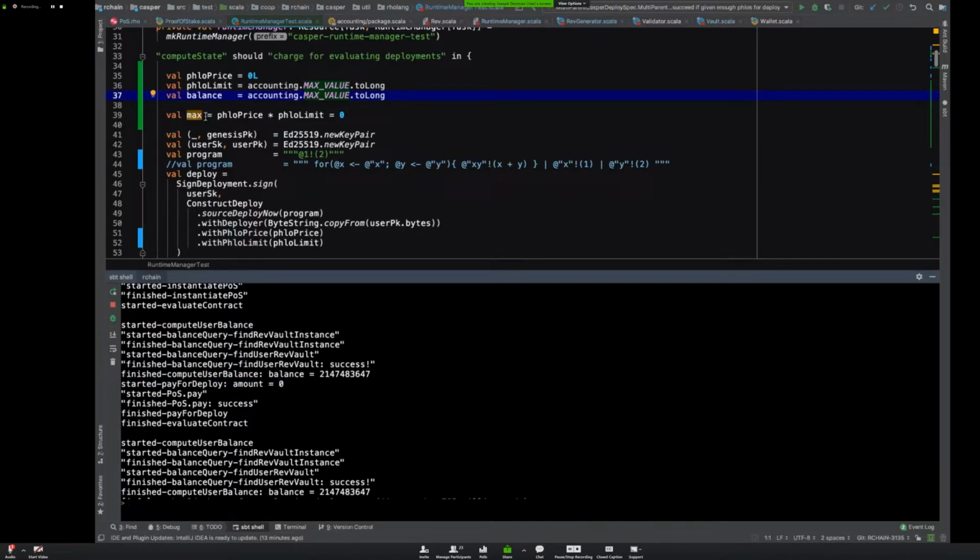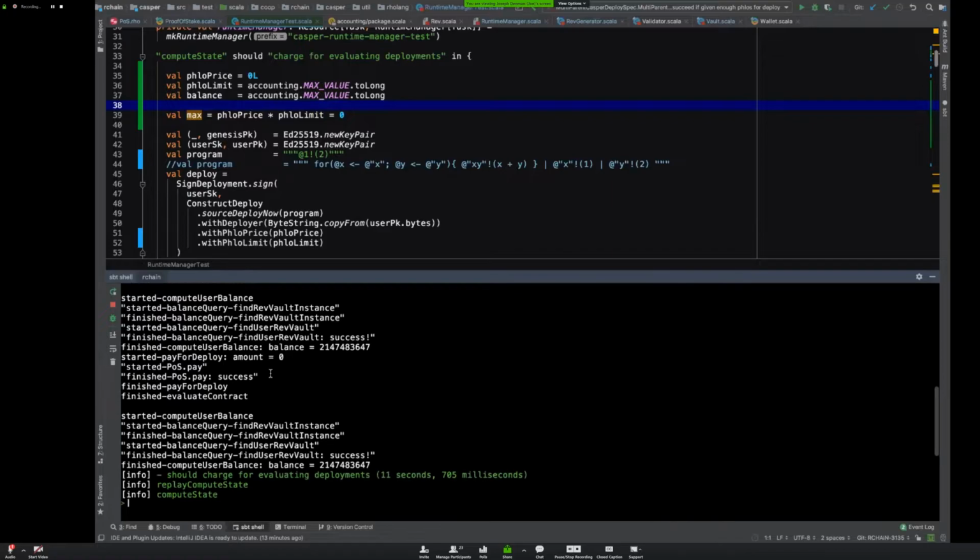And as I mentioned above, since a contract may not use all of the flow that it purchases, we have to do something with the remainder. We can't just pocket it. So the remaining flow that's not used in the execution is refunded back to the user, meaning that the amount that we see here is going to be the actual cost of the program. In this case, no matter how long the program runs, it's always going to be zero. Then we call into the proof of stake contract to pay it. We finish paying it, and then we finish evaluating the contract.